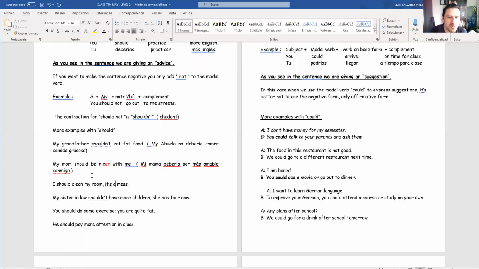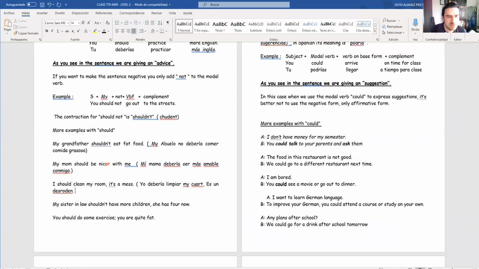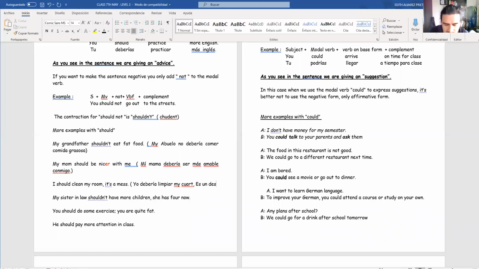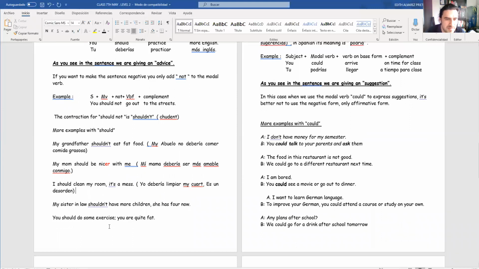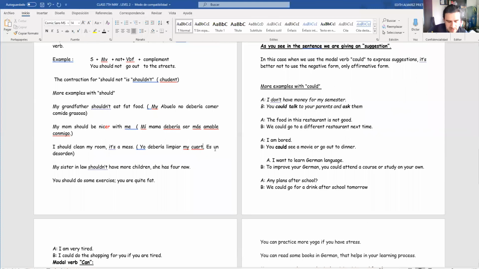I should clean my room, it's a mess. Aquí ya le estoy dando un contexto. Entonces yo debería, voy a aconsejar yo mismo, ¿no? Limpiar mi cuarto. I should clean my room, es un desorden. Sí, sí, un desorden. Entonces, mess, esta palabra en inglés, mess, significa desorden, ¿ok? It's a mess. ¿Listo? Okay, very good.